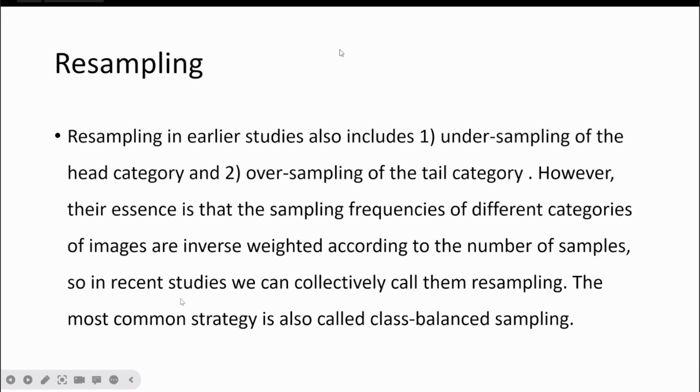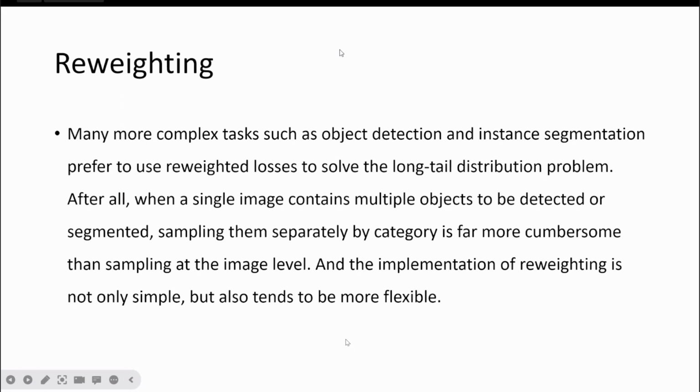So in recent studies, we can call it collective resampling. The more common strategy is also called class-balanced sampling. About reweighting, many more complex tasks such as object detection and instance segmentation prefer to use weighted loss to solve the long-tail distribution problem. After all, when a single image contains multiple objects to be detected or segmented, sampling them separately by category is far more cumbersome than sampling at the image level. And reweighting is not only simple, but also tends to be more feasible.